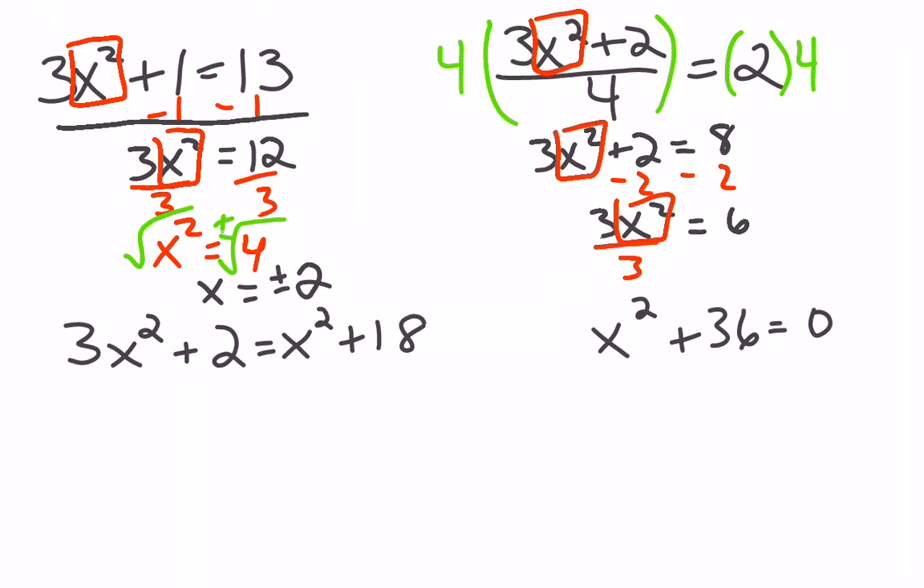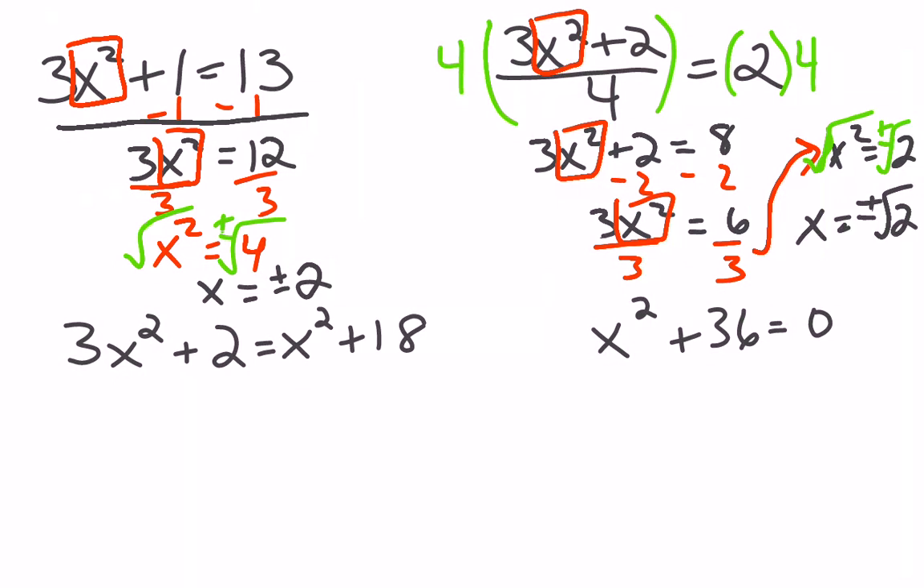Now I can divide by 3. And I'm going to come over here. So x squared equals 2. And I'm going to do plus or minus the square root on both sides. And there's nothing I can do with the square root of 2, so my answer is just x equals plus or minus the square root of 2. Which means if I plug in positive square root of 2, I get the right answer. Negative square root of 2, I get the right answer.